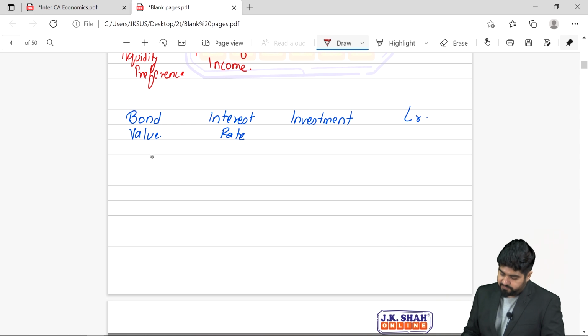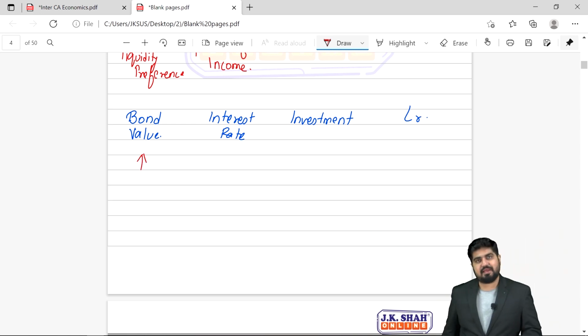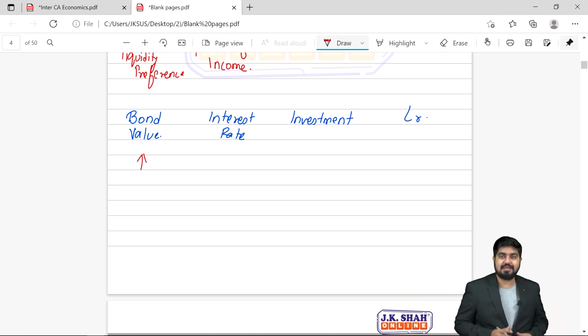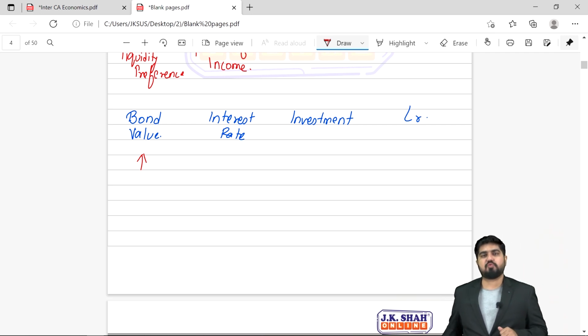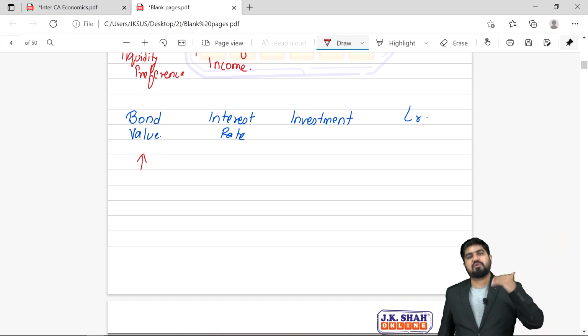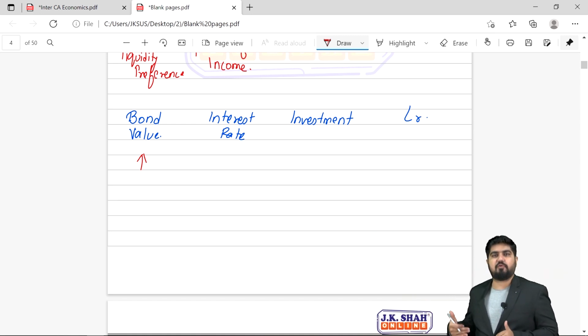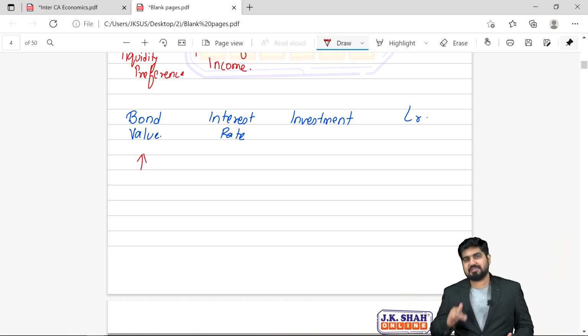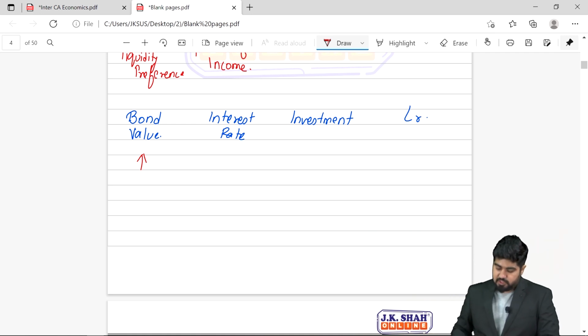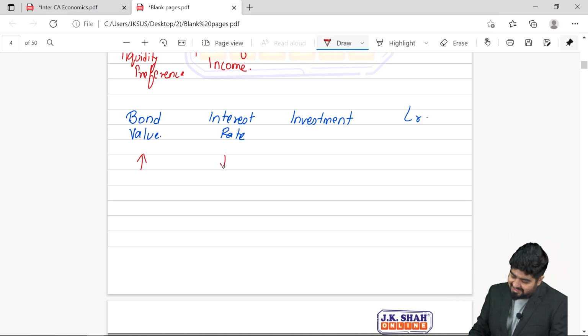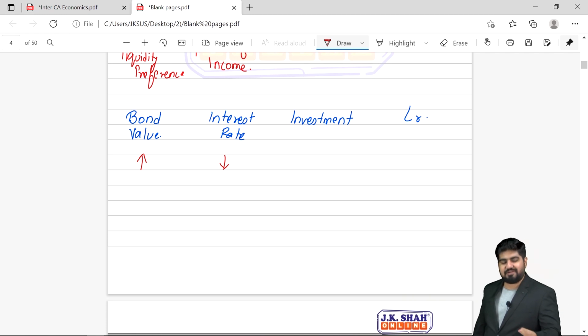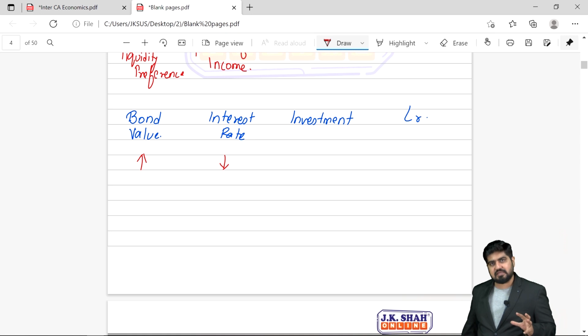Bond value. If the bond value is very high in the market, see, bond value and the interest rate offered on the bond at the market price are inversely proportionate to each other. Bond value rises, interest rate will fall. Bond value falls, interest rate will rise. So when bond value rises, a lesser interest rate is offered on the bonds. Will you be interested in investing?